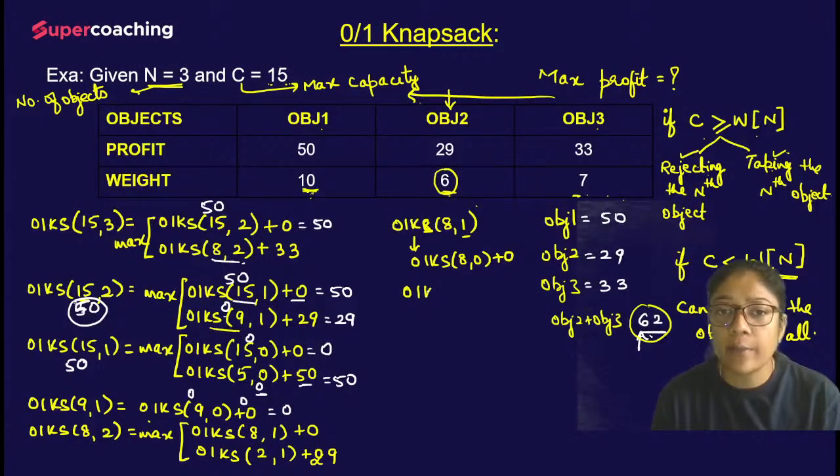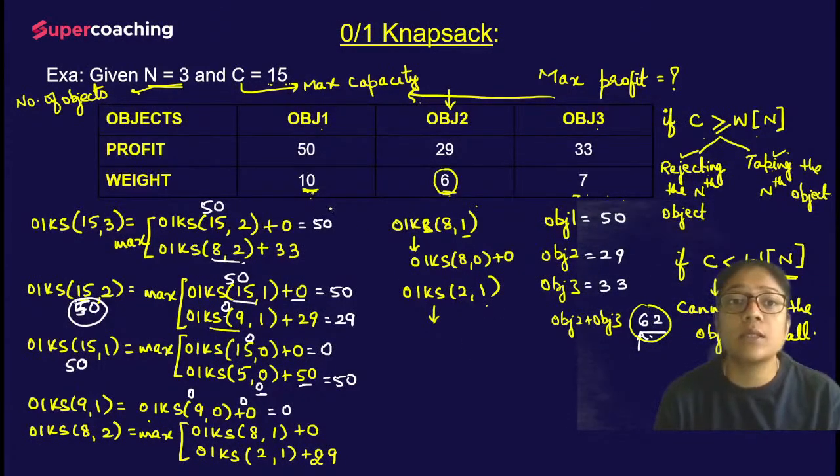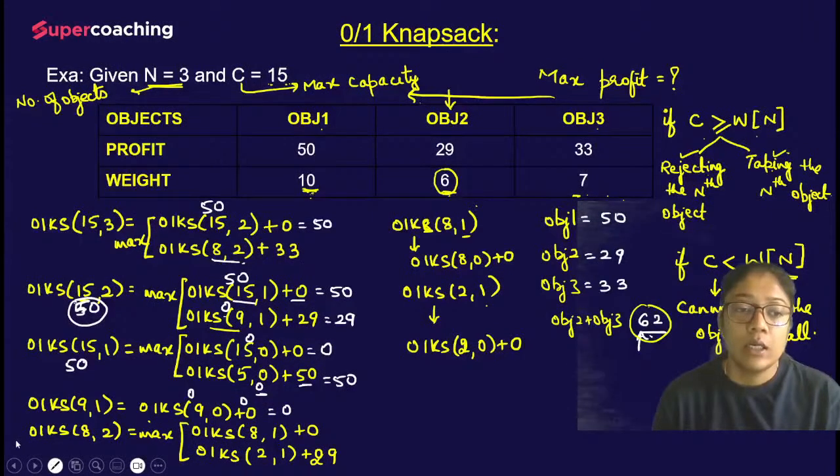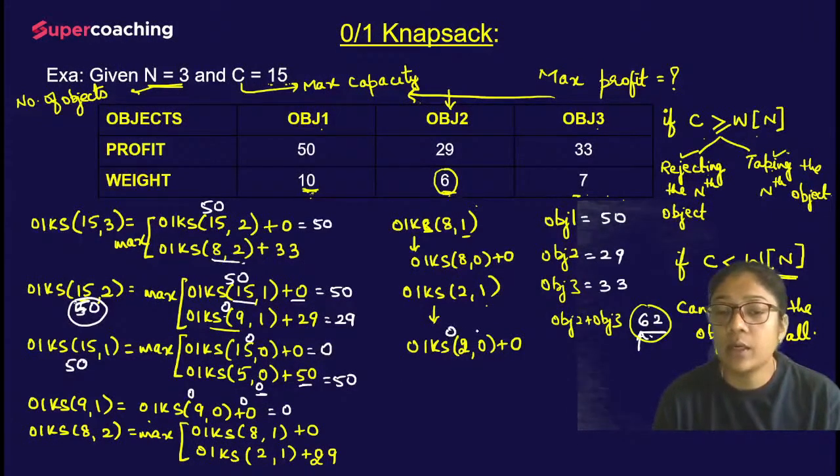Similarly 01 knapsack 2, 1. Object 1 consider करना है, capacity 2 की है. Can we take this object? No, because weight of the object is more, so it will be returning 01 knapsack 10, 2, 0. Termination condition आ गई, so it will be returning the value 0 plus 0 is 0, so this function call is getting the value as 0. This function call is getting the value as 0.